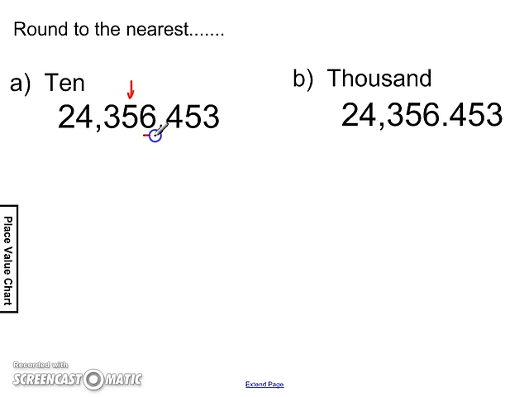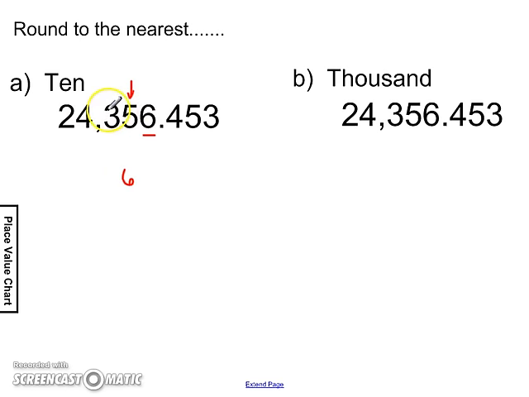We then look at the next number, and we will use this number to determine whether we round up or not. And the question here basically becomes, is this number closer to 24,350, or is this closer to 24,360? This number here will determine that. 0 through 4, the 5 stays. 5 through 9, we round up. So in this case, I've got 5 through 9, so the 5 here is going to become a 6.